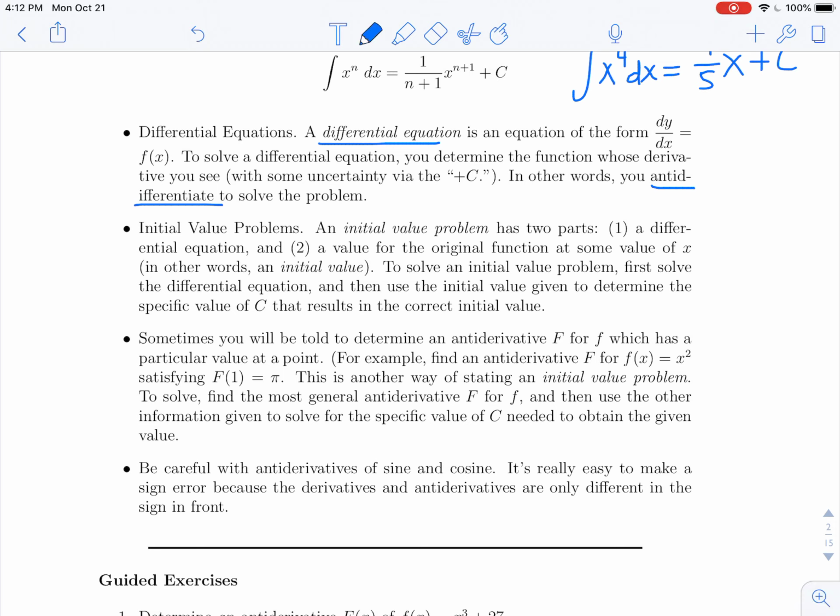Initial value problems. An initial value problem has two parts. First, a differential equation, and second, a value for the original function at some value of x. In other words, an initial value. To solve an initial value problem, first solve the differential equation, and then use the initial value given to determine the specific value of c that results in the correct initial value. So with a differential equation, you end up with a plus c, and with an initial value problem, you realize that's really like a plus 5 or something. So in other words, you work out the exact value of c that's required to make your initial value work out.